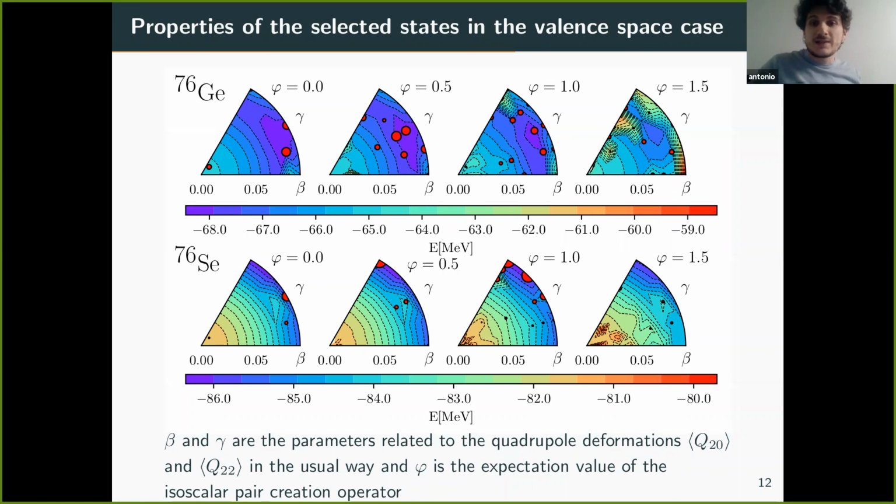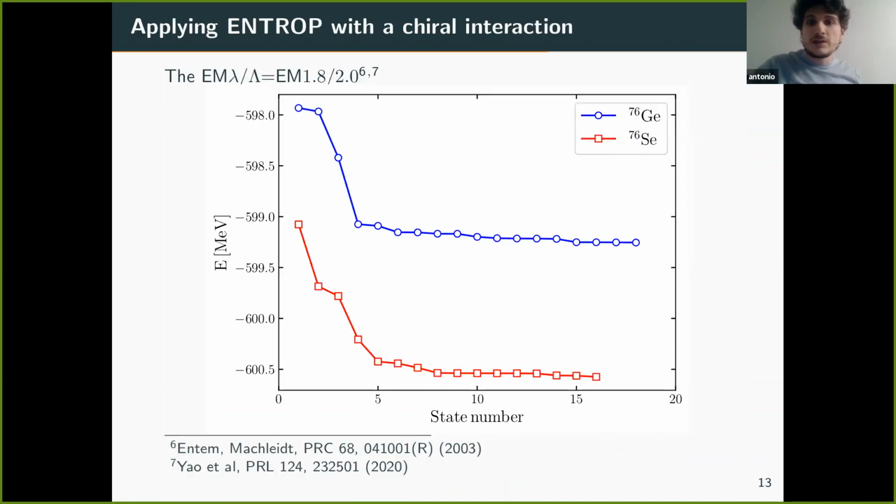So let's try it now with a chiral interaction for which full results are not available because of this processing with the IMSRG. So the chiral interaction that we have used is the one by Entem and Machleidt, and we have done exactly the same. So it's the same nucleus, germanium decaying into selenium, and the same collective degrees of freedom, so quadrupole deformations and isoscalar pairing, and around the same number of states, around 180, I think.